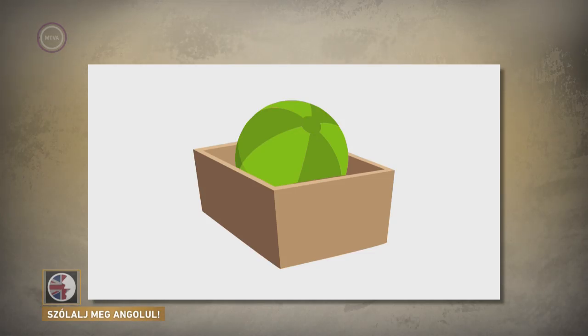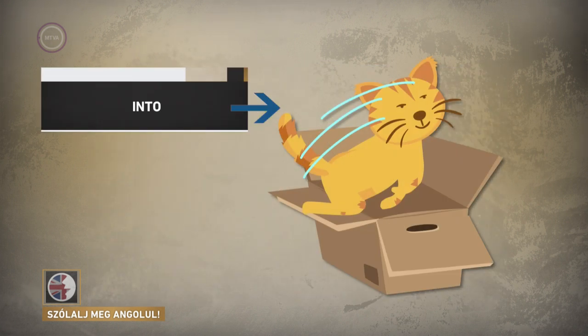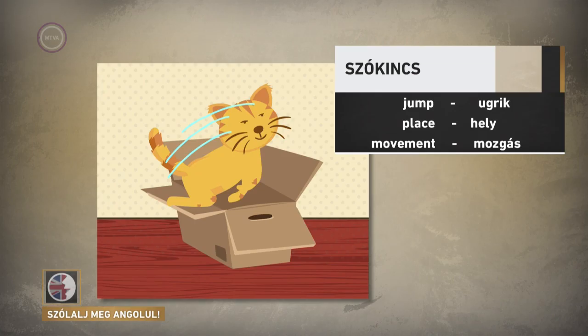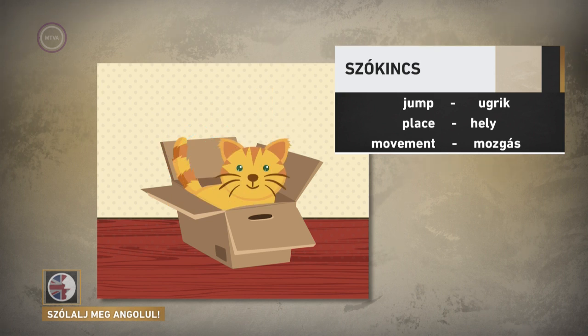Have a look at this picture. This is in. And this is into. So, it's the same idea, but in is a preposition of place, and into is a preposition of movement. The cat jumped into the box. Now the cat is in the box.